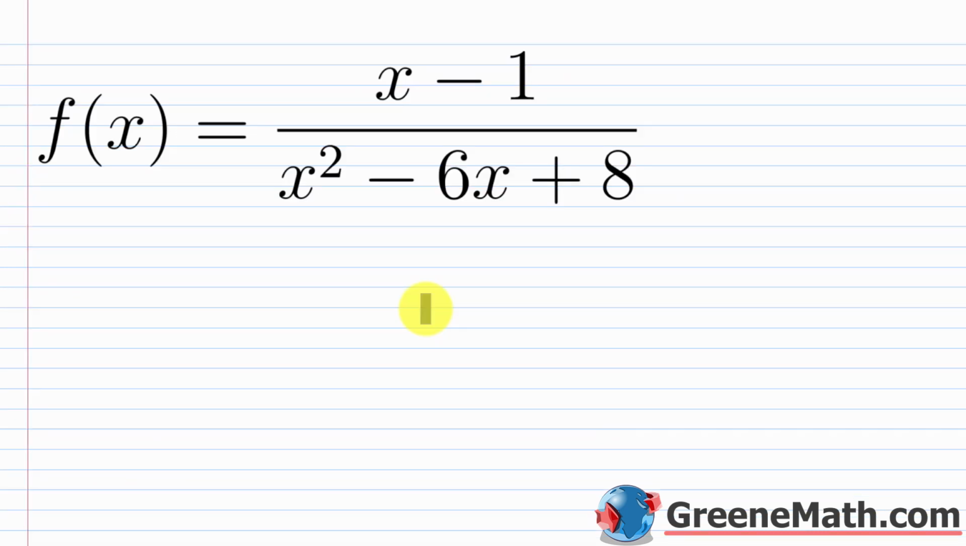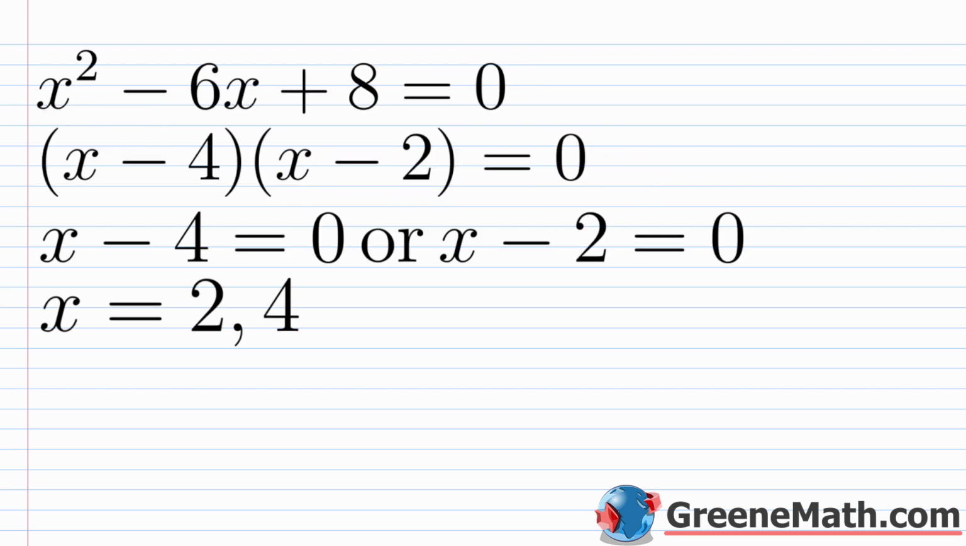All right, let's start off with f of x equals, we have x minus 1 over x squared minus 6x plus 8. The first thing I'm going to do is find the vertical asymptotes. Take the denominator, set it equal to 0, and solve. So if we factor this, we get the quantity x minus 4 times the quantity x minus 2, set that equal to 0, zero product property, x minus 4 equals 0, or x minus 2 equals 0. We solve each one, you get x is equal to 2 or 4. So those would be your vertical asymptotes.